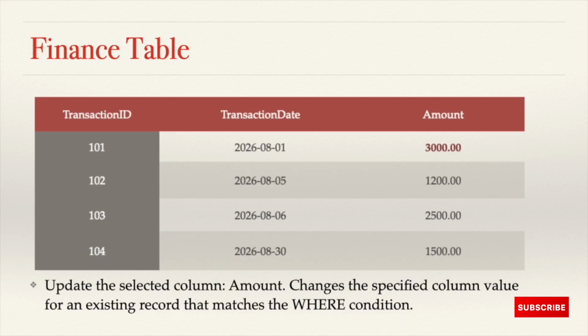Let's take a look at it again. The update statement changes the value of a specific column in an existing record that matches the where condition. In this example, the amount value is updated to 3000.00 for the transaction with transaction ID 101.